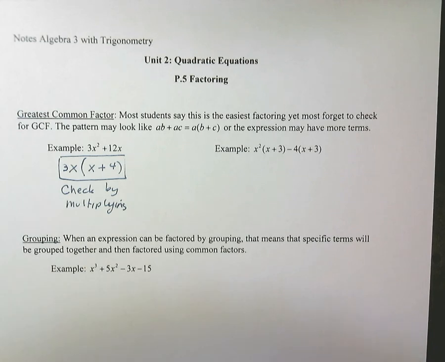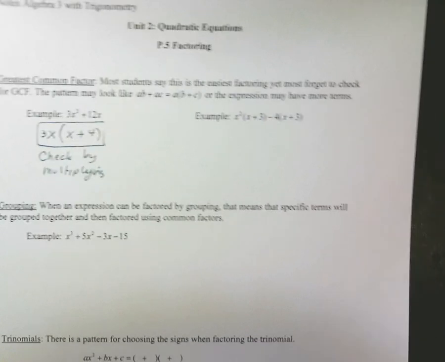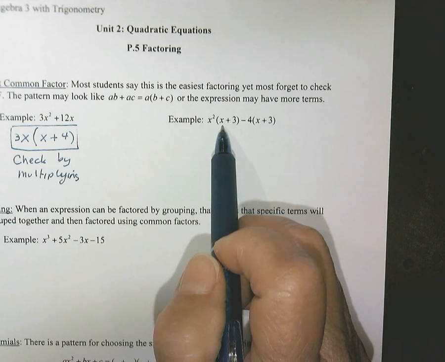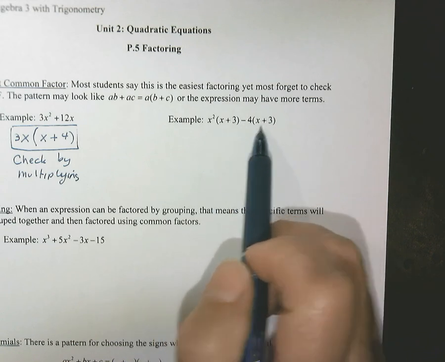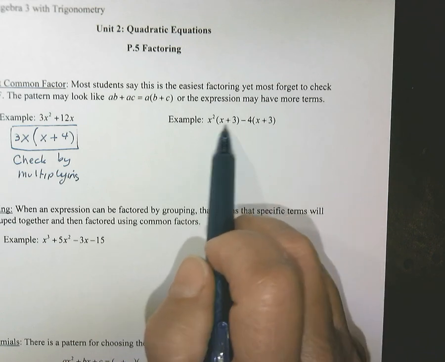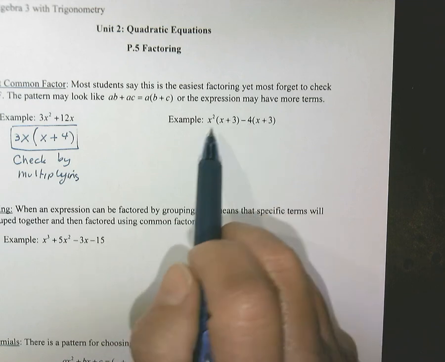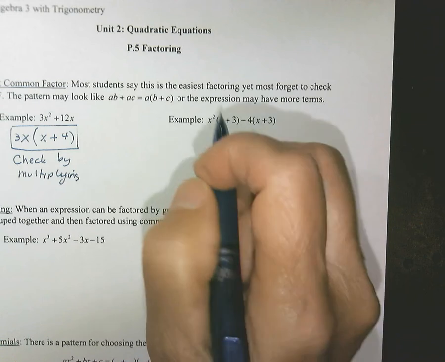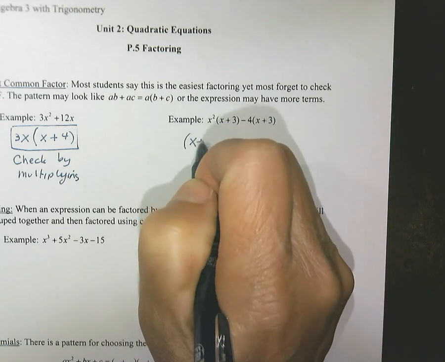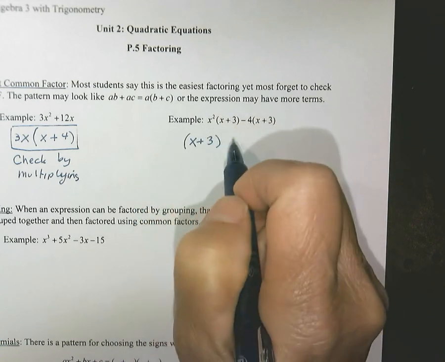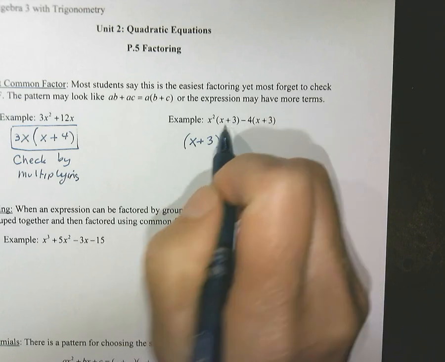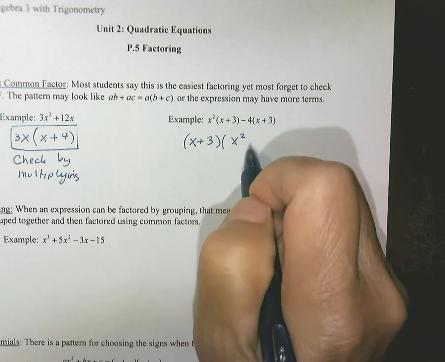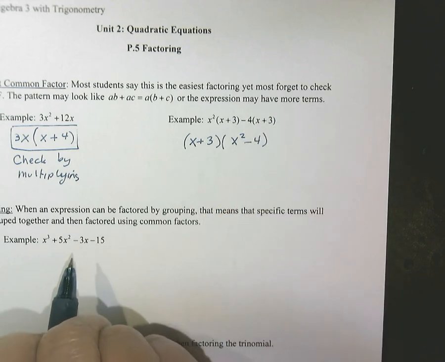The next one is a greatest common factor, but it might be a type that you've not seen before. I have x squared times parentheses x plus 3 minus 4 times parentheses x plus 3. So this x plus 3 is connected to both of these terms by multiplication. So it's a factor. So the greatest common factor is going to be this x plus 3. When I take that away from the x squared times x plus 3, I'm left with x squared. And when I take x plus 3 away from the negative 4, I'm left with negative 4.